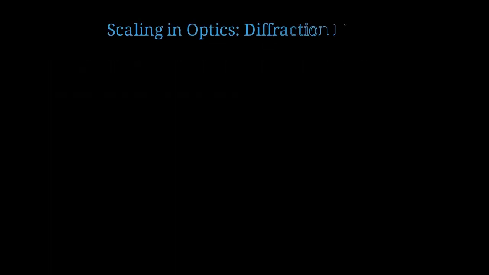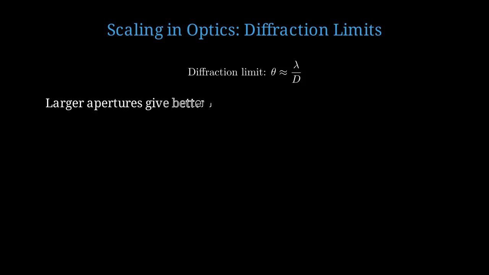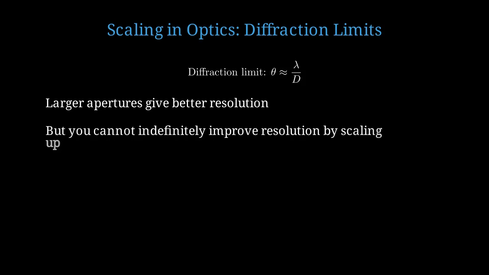In optics and imaging, scaling laws impose fundamental limits on resolution. The diffraction-limited angular resolution is approximately wavelength divided by aperture diameter d. Larger telescopes and microscopes have better resolution because the aperture d appears in the denominator. However, you cannot indefinitely improve resolution by simply scaling up, because the wavelength of light sets an absolute limit.